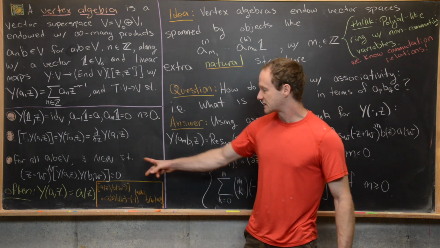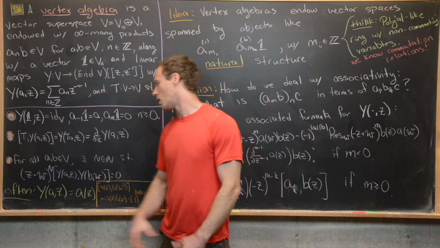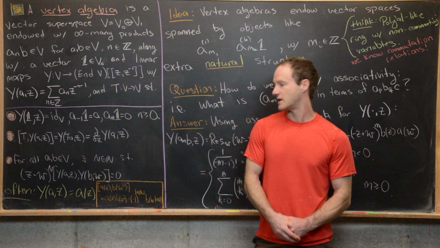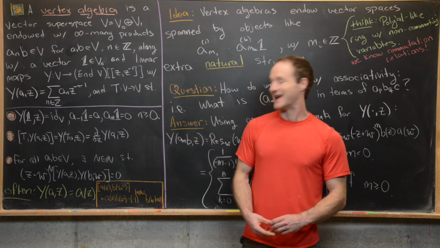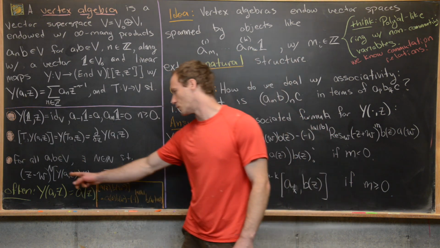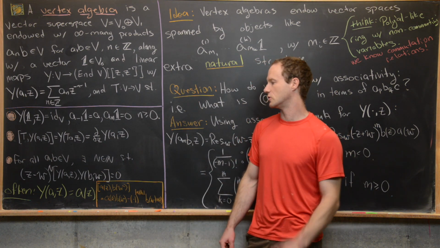And then next we've got this thing called the locality condition. And that says for all a and b in V, there exists some natural number n such that (z minus w) to the n times the commutator of these vertex operators, Y(a,z), Y(b,w), equals 0. So again, this is called locality.